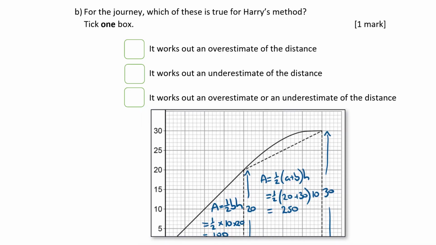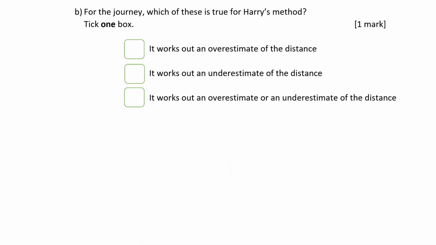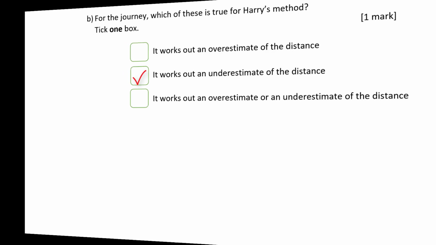All right, so I've got a triangle here which is pretty much spot on, but my trapezium, look, when I calculate the trapezium, I'm not calculating this bit up here. So the true area under the graph is a little bit bigger than the area that I've calculated. So what I've calculated, this 350, is going to be an underestimation because I haven't calculated that bit there and included it in my answer. So it's an underestimate of the distance.